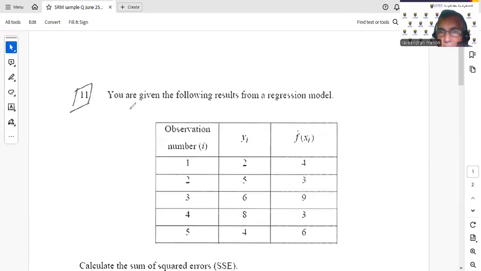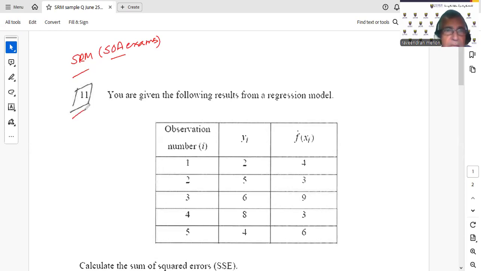We are going to look at two SRM questions, okay? Statistics for risk modeling, one of the Society of Actuaries exams. Good. These questions, there are two of them here. I picked them up from the sample questions which are available on the SOA website.